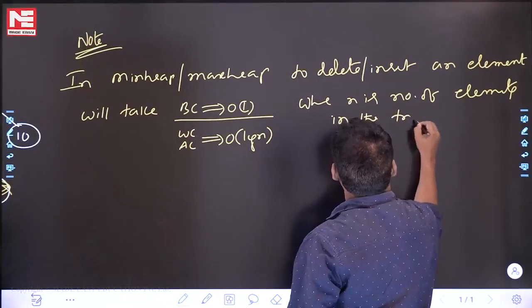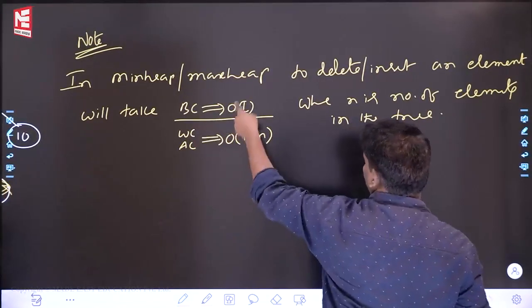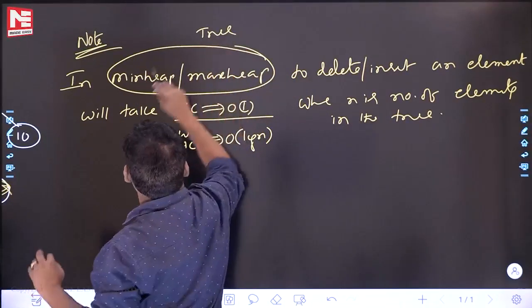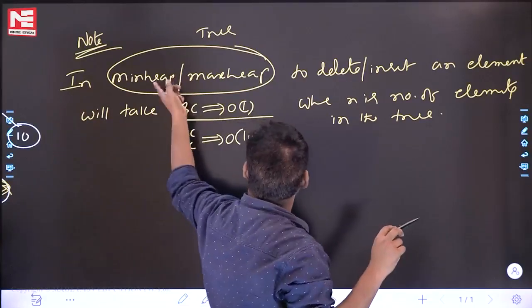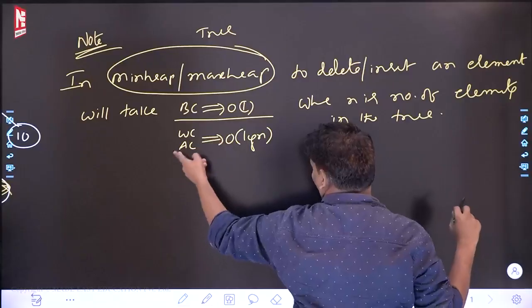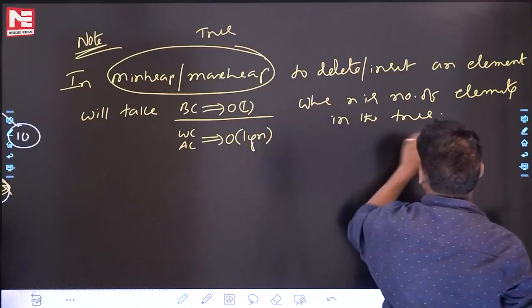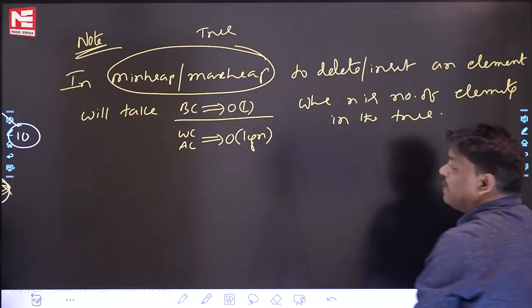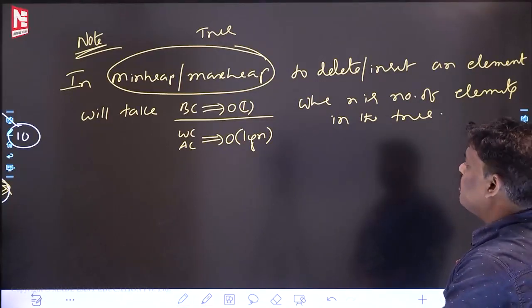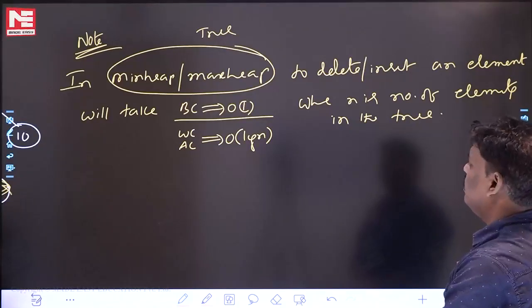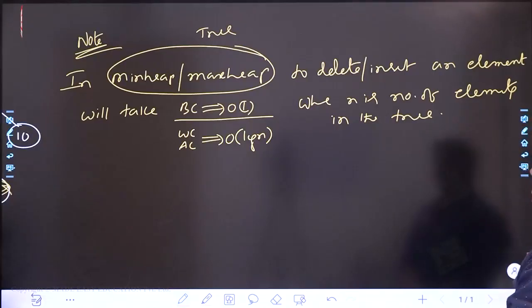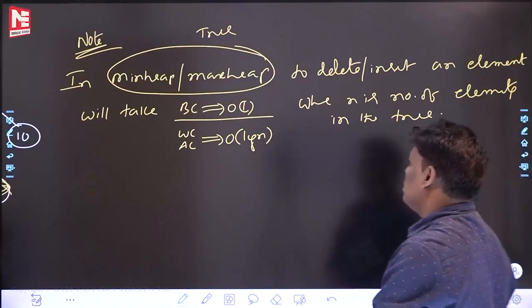See this one, min heap or max heap, these are trees. Please be careful, right? In a min heap tree or max heap tree, to delete or insert an element will take best case 1, worst case and average case log n, where n is the number of elements in the tree. I am reading once again, if anyone has a small doubt. In a min heap tree or max heap tree, to delete or insert an element will take best case 1, worst case and average case log n, where n is the number of elements in the tree, right? Fine, I think you are absolutely fine now.